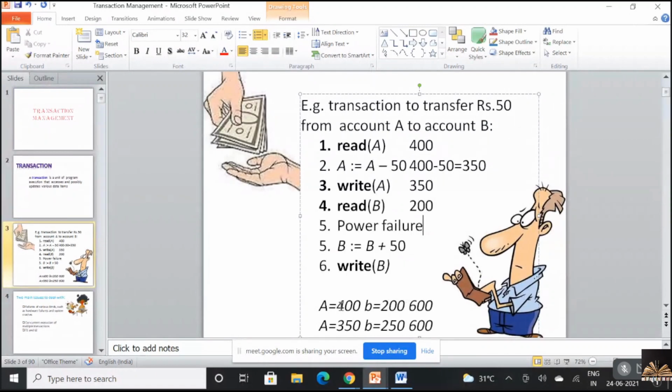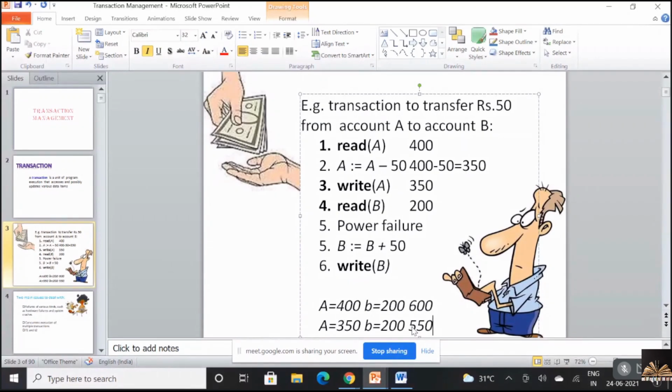Now, what will happen would be, try to understand now. A value is 400 before the start of transaction. B value is 200. After there was a power failure, A value is 350, and the value of B is 200. It has not been updated to 250. It is only 200. Now here, the value of A plus B before the execution of transaction and after the execution of transaction is not same. So this leads to a problem.